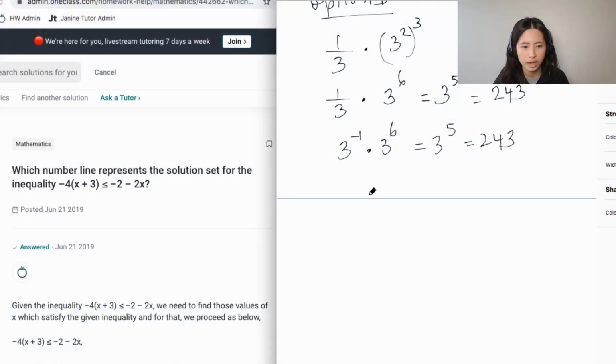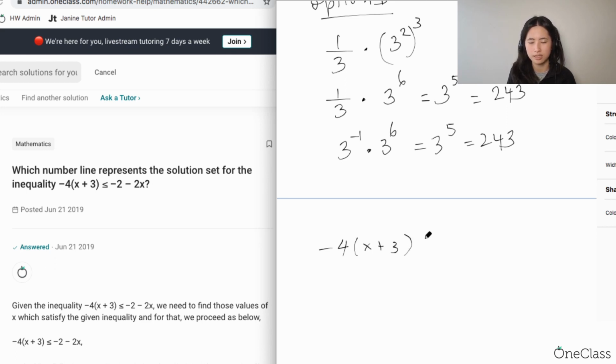It says, which number line represents the solution set for the inequality -4 times x plus 3 less than or equal to -2 minus 2x. Okay, so anytime you're dealing with inequalities, you're going to treat them like an equation. So let's start by writing -4 times x plus 3, and this is less than or equal to -2 minus 2x.